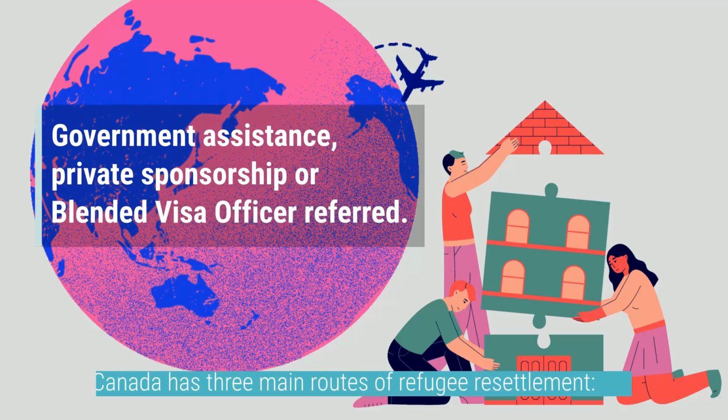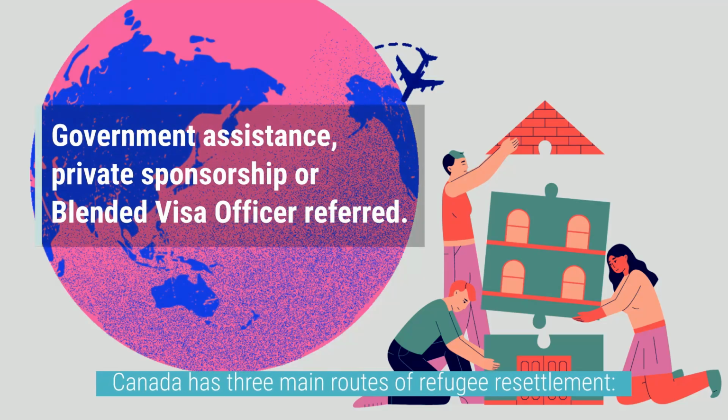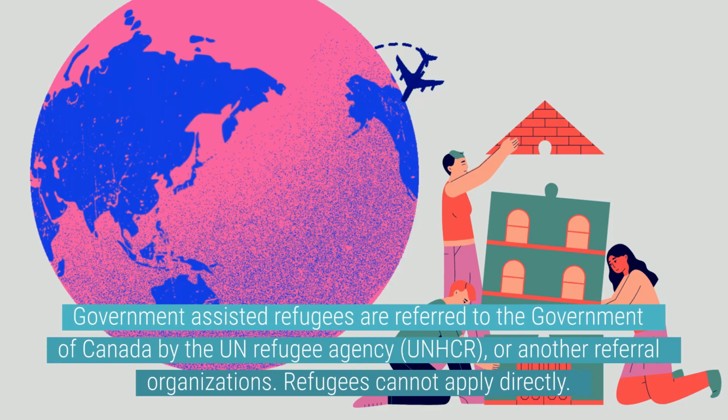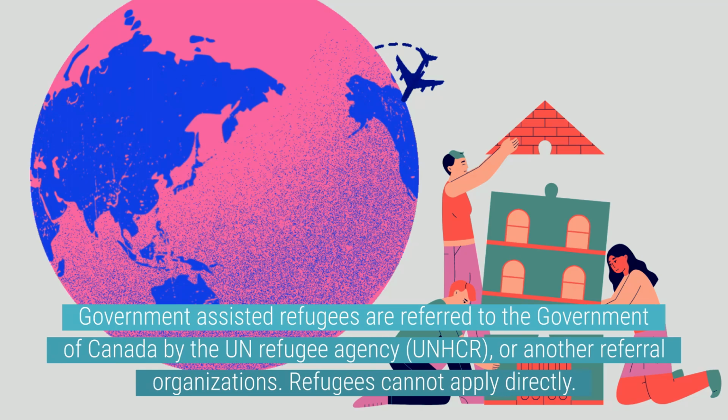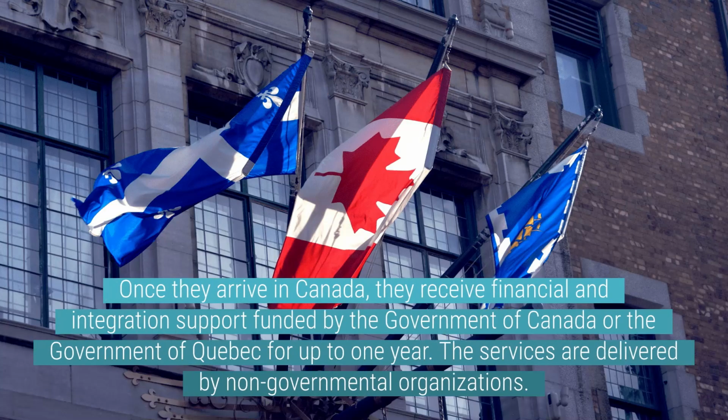Canada has three main routes of refugee resettlement: government assistance, private sponsorship, or blended visa officer referred. Government-assisted refugees are referred to the Government of Canada by the UN Refugee Agency, UNHCR, or another referral organization. Refugees cannot apply directly. Once they arrive in Canada, they receive financial and integration support funded by the Government of Canada or the Government of Quebec for up to 1 year. The services are delivered by non-governmental organizations.